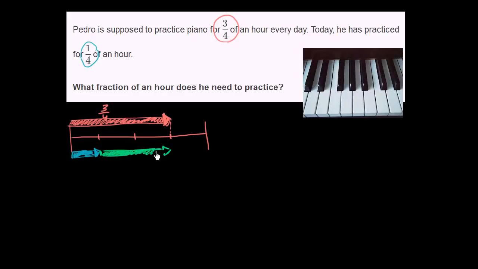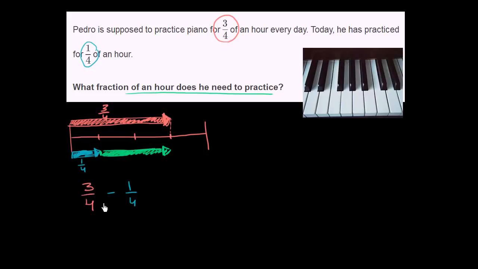So let me write it like this. So this is how much he needs to go. How much does he need to practice? So he needs to do a total of 3/4. He's already done 1/4. So if you subtract 1/4 from the 3/4, you're going to get this amount right over here. You're going to get the amount that he needs to practice.